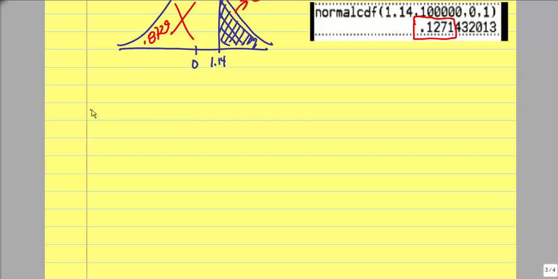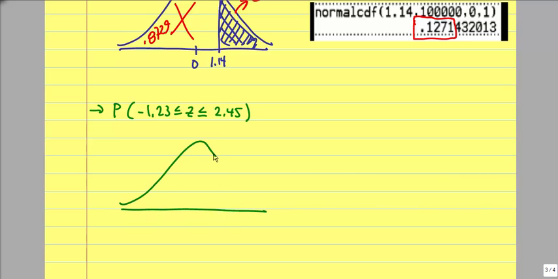Okay, let's look at another example. This is a between example. Let's look at the probability that z is between negative 1.23 and 2.45.